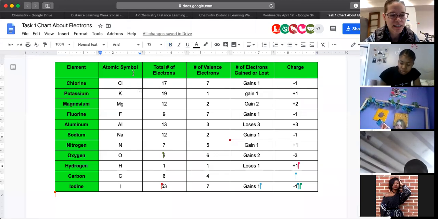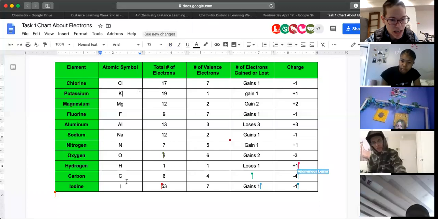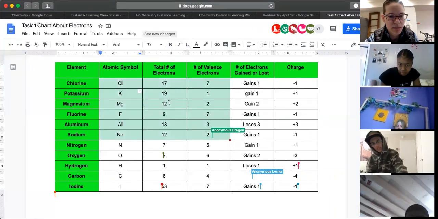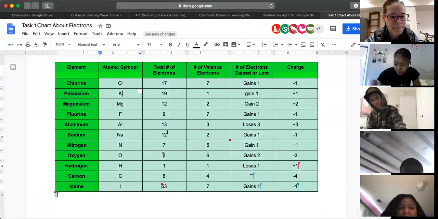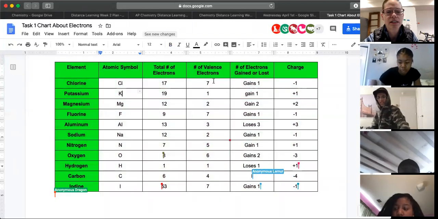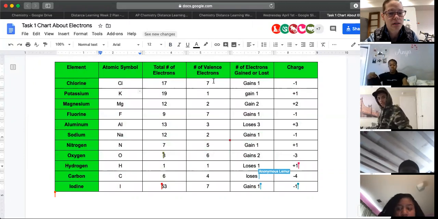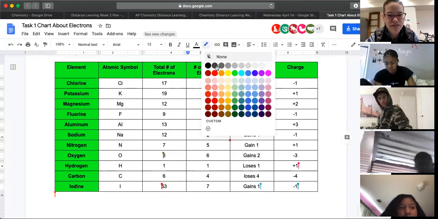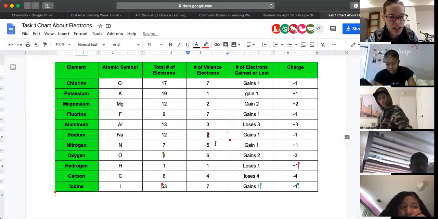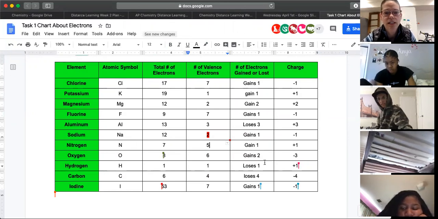Okay, so looking here, do we all agree that this first column is correct? Those are the correct atomic symbols? Yes. Our total number of electrons, those should all be the atomic numbers. Yes, the second column is all correct. For the valence electrons, so 7, 1, 2, 7, 3. Let's fix that one. All right, sodium's valence electrons are incorrect.